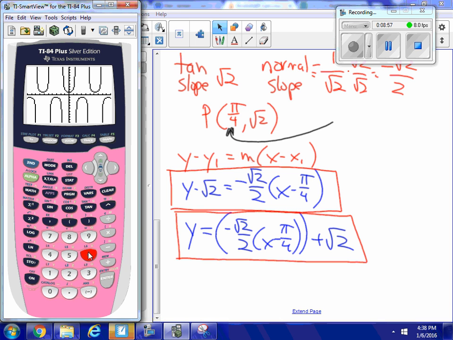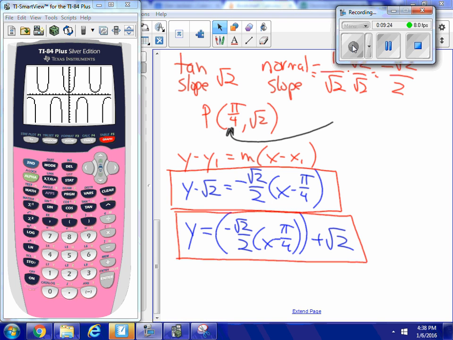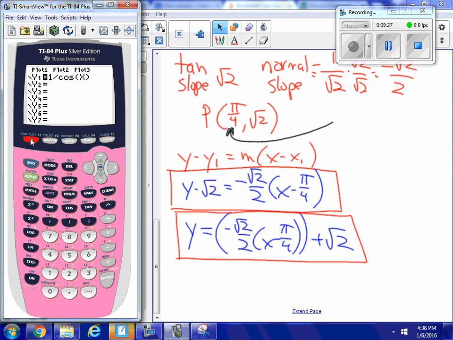So I can go to my window, and I'm going to change my x scale. I don't want it to go by 1s. I want my x scale to go by pi over 4s. So I want every tick mark to be a pi over 4. So I can just go second pi divided by 4. And now I'm going to go graph. And now each of these tick marks is a pi over 4. I don't need to see this many iterations of it. So I'm going to change my x minimum to be negative pi, and my x maximum just to be pi.